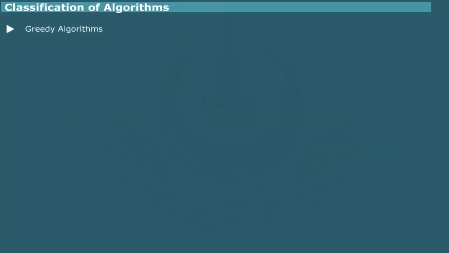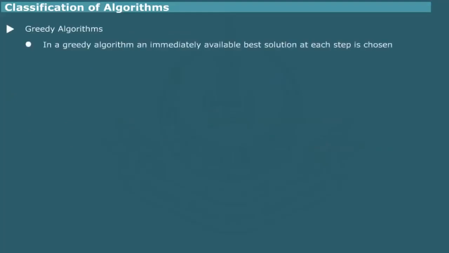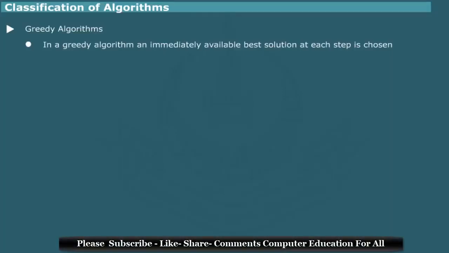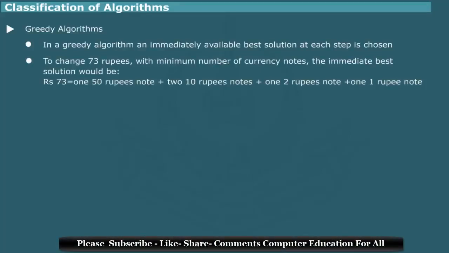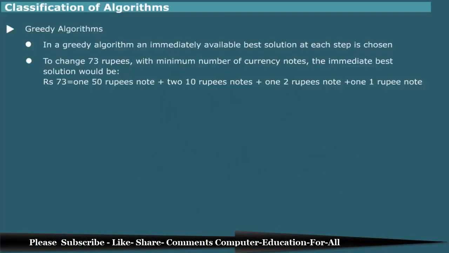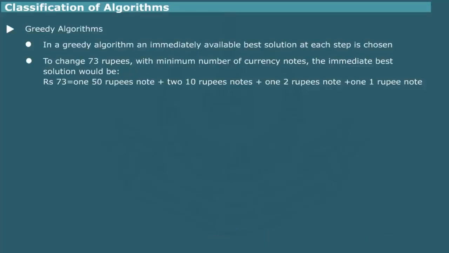The greedy algorithms work on the principle that an immediately available best solution at each step must be chosen without worrying about its effect on subsequent steps. For example, if we want to give change for 73 rupees in the minimum number of currency notes, the immediate best solution would be to start with the highest denomination, that is, a 50 rupee note, then 2 10 rupee notes, then a 2 rupee note, and finally a 1 rupee note. The greedy algorithms are useful for solving scheduling and graph theory problems.